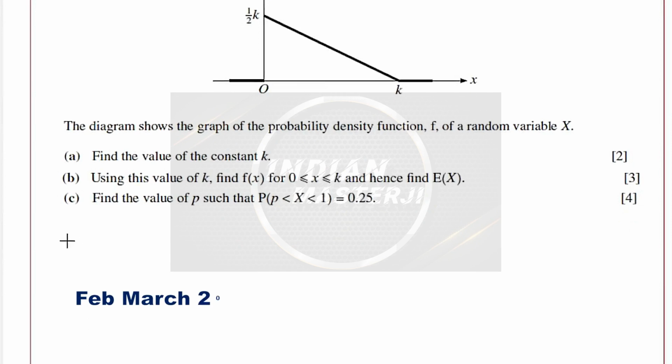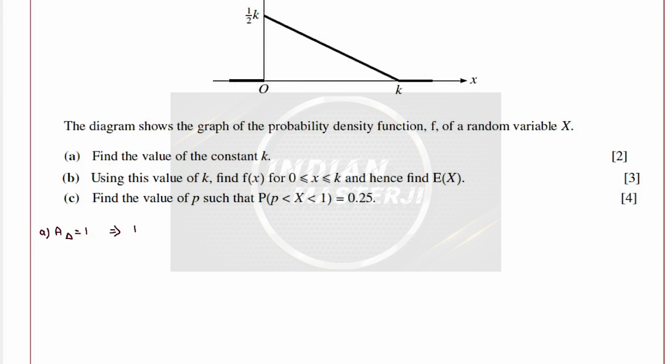And we know that the area under the f of x curve for all the real values of x has to be equal to what? Has to be equal to 1, correct? So that means the area of the triangle has to be equal to 1. Why? Because to the left of 0 f of x is 0 and to the right of k f of x is 0. So that means only the area of this triangle should be equal to 1.